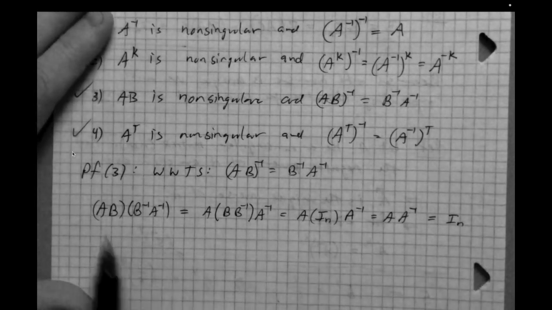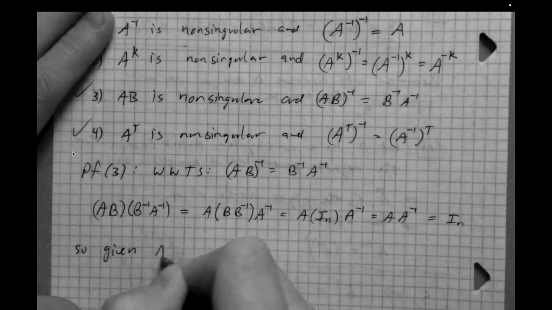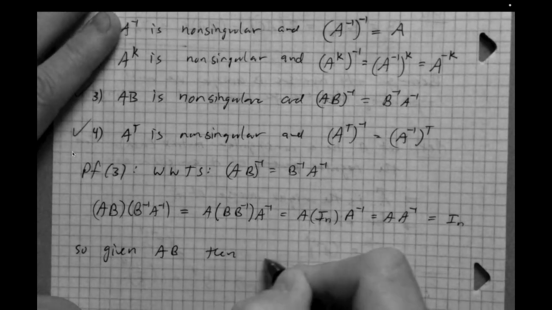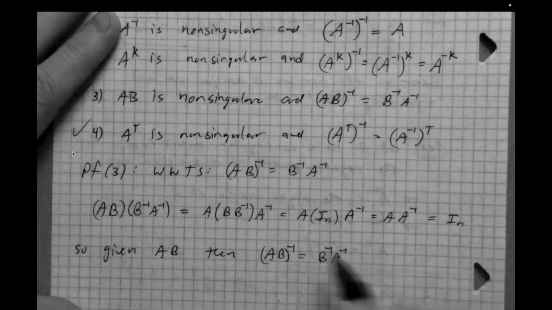Okay, so given AB, then AB's inverse is equal to B inverse A inverse. We can see that here.